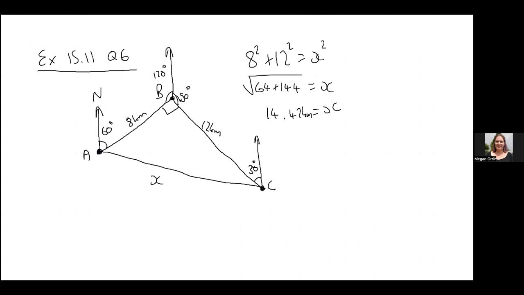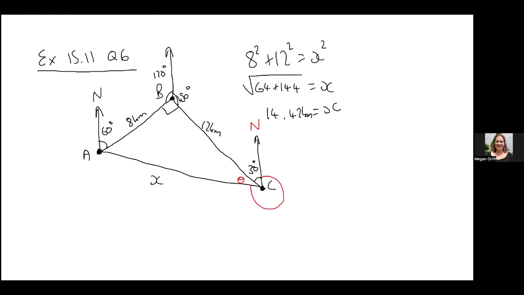Now, the second part of the question is the bearing the pilot has to go on. So let's pick another color. We're starting at Crow Island and we're going back to Aardvark Island. So we always go from our north line, so we're going around here. I know this bit is 30, so why don't I just figure out this bit and then it's 360 minus these two bits. Do I have enough information?